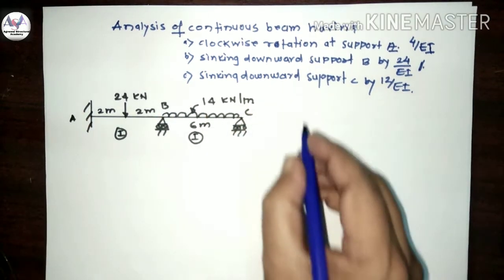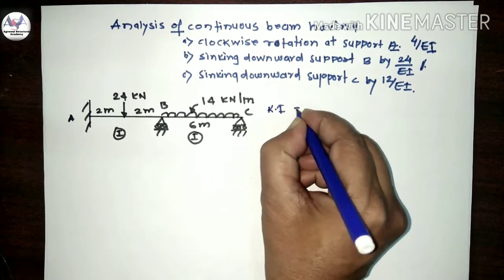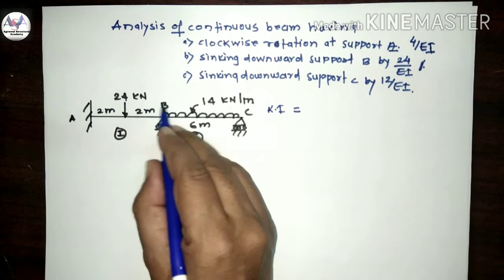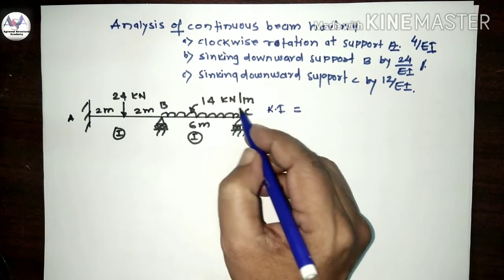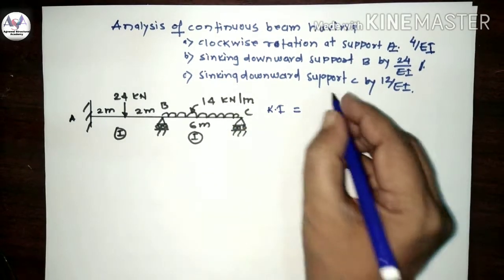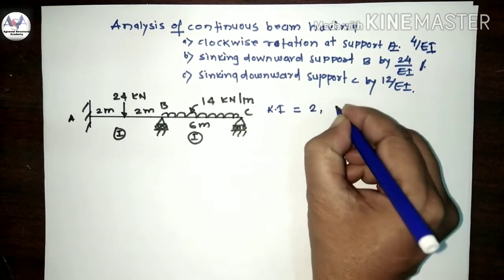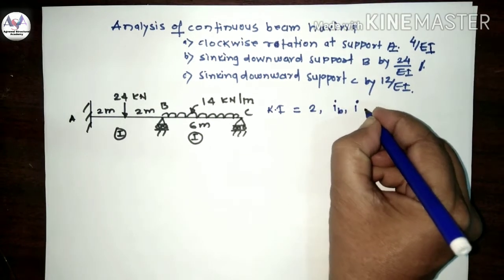Now the procedure that we know: first is to find the Ki, that is the kinematic indeterminacy. Here there is a possibility of rotation at support B because it is internal, and the external support C is a simple support, which is why there is also a chance of rotation. So Ki is equal to 2, that is theta B and theta C.